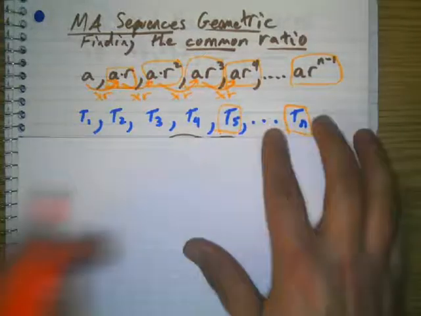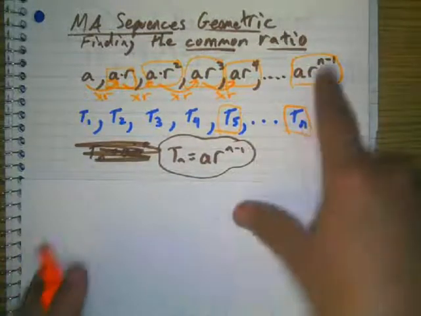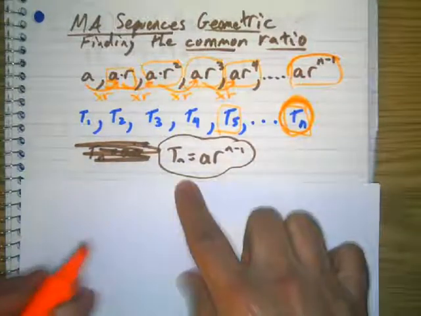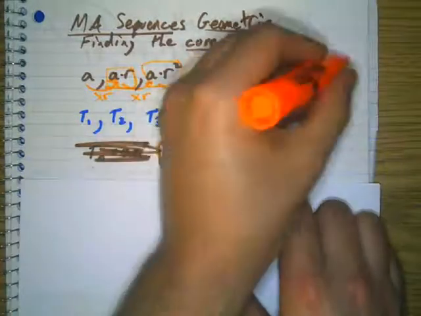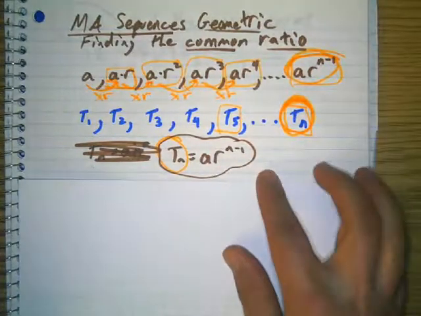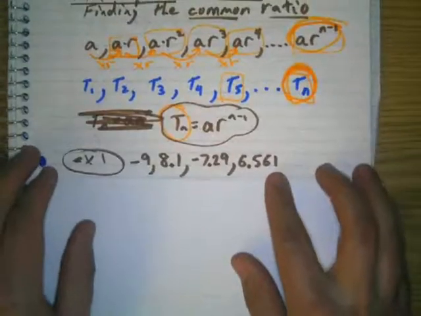Okay, so this formula basically says the nth term should be equal to a times r to the power of n minus 1. All right, let's look at the first example.